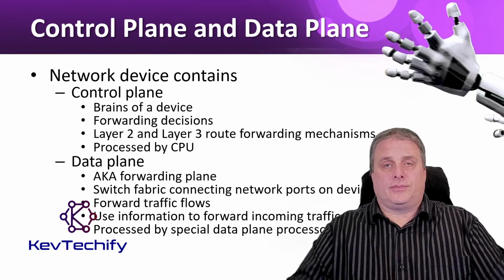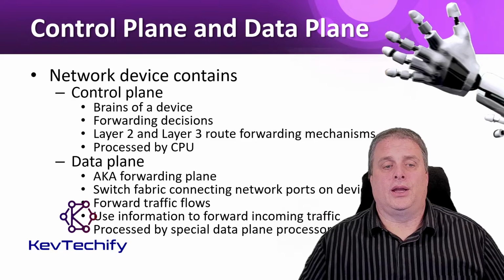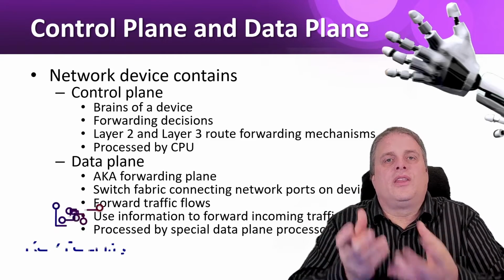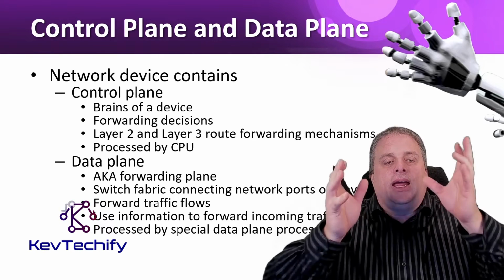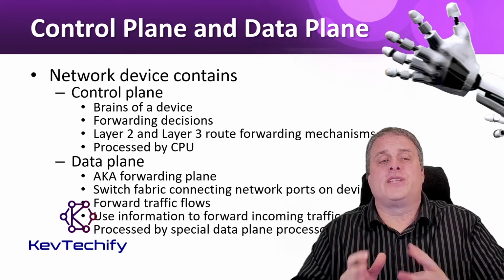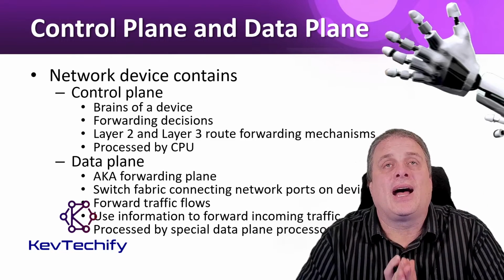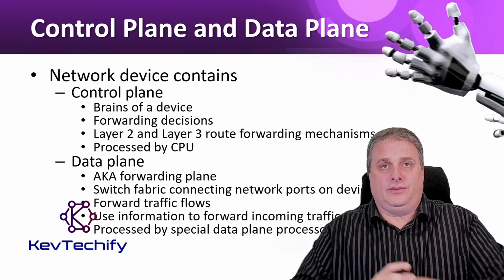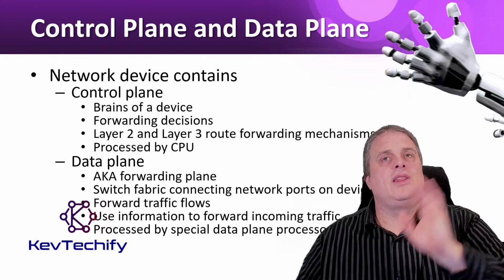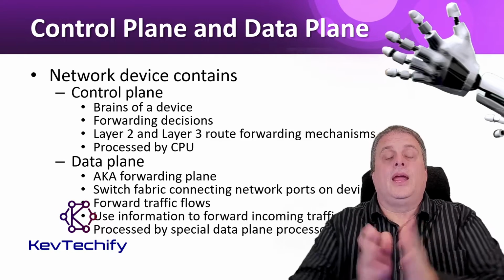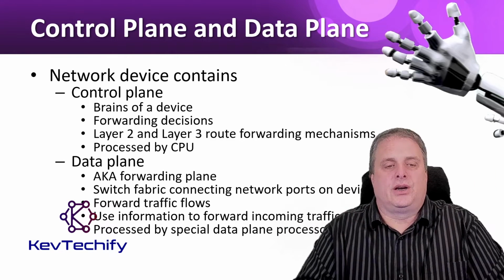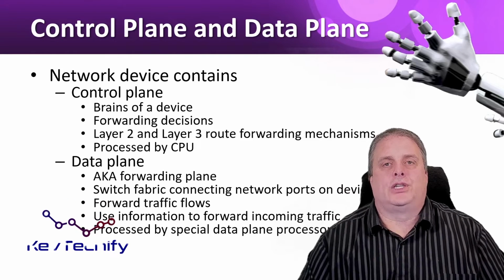The data plane is also known as the forwarding plane. This contains our switch fabric, meaning how is that switch connected? What are the electronics in the back? And it contains how all of those ports are connected. It forwards that traffic once a decision has been made on that. It uses the information that came from the control plane to forward the incoming traffic. And to do all of this, there's a special data plane processor to make sure that these functions happen.